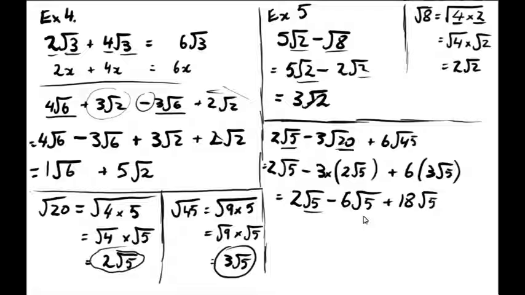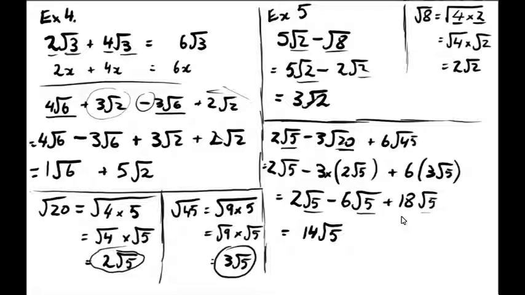Then we've got 1, 2, 3 like surds, so adding and subtracting them. 2 take 6 is minus 4, plus 18, we'll get 14 square root 5.